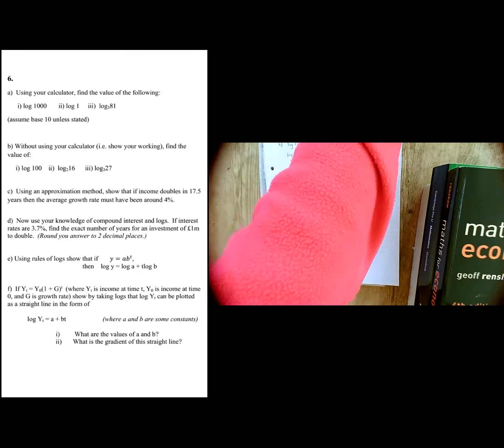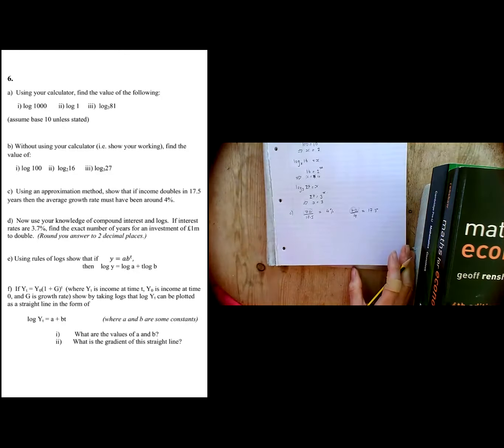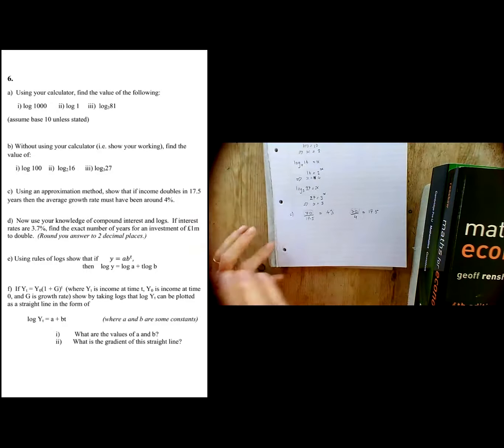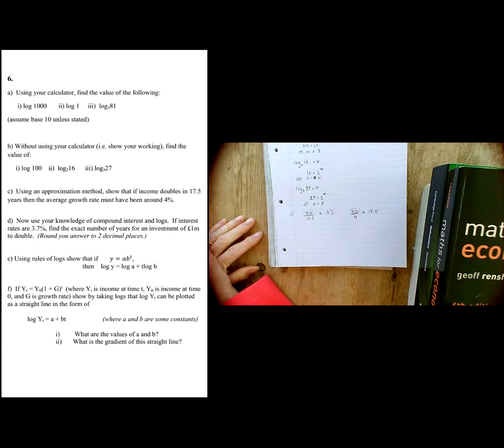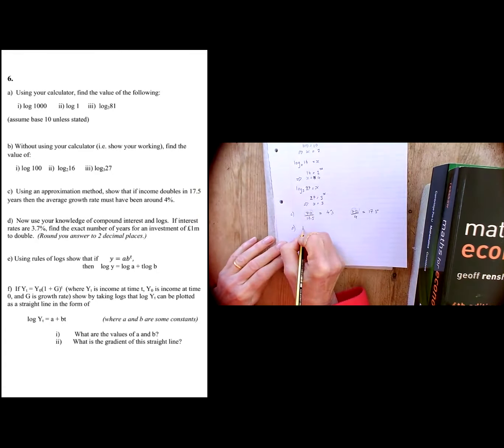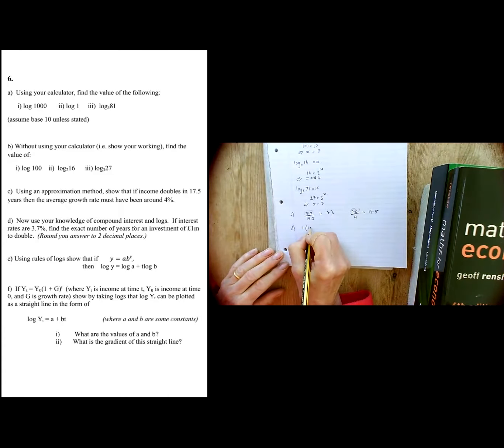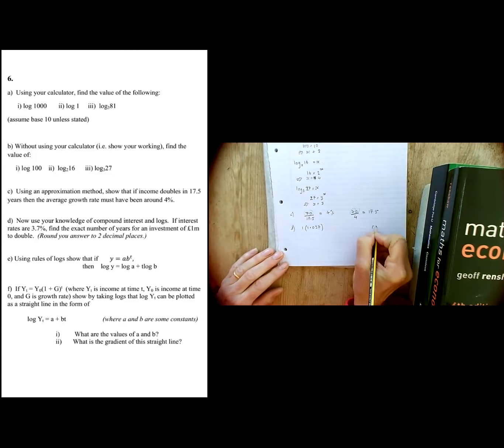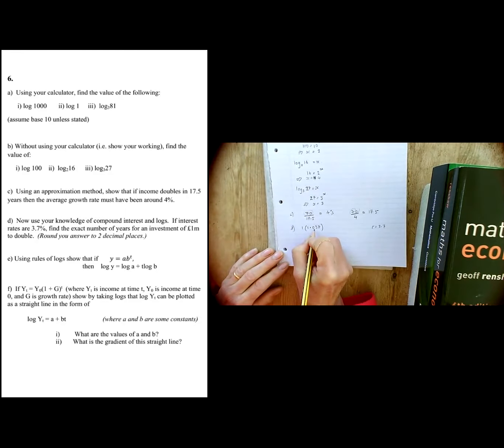Now part D, I'm asking you to use the rules of logs. If interest rates are 3.7%, find the exact number of years for an investment of 1 million to double. So that's like saying we've got 1 million, and we are subjecting it to compound interest. The R is equal to 3.7, so the compounding is 1.037. The first two digits after the decimal point are how many whole percent? So that's 0.037.